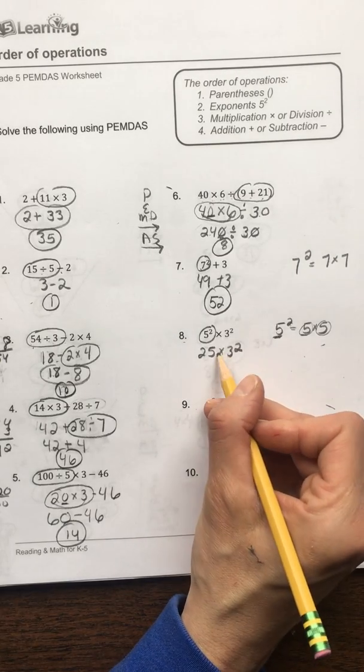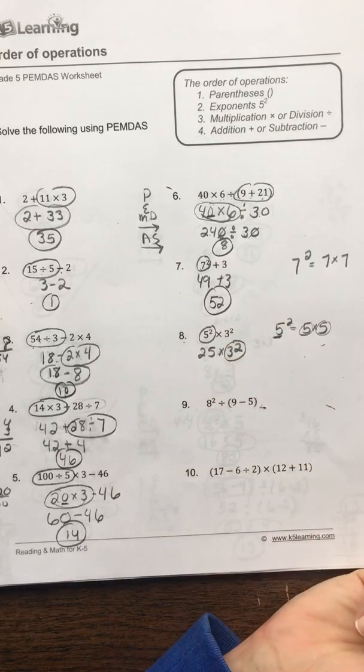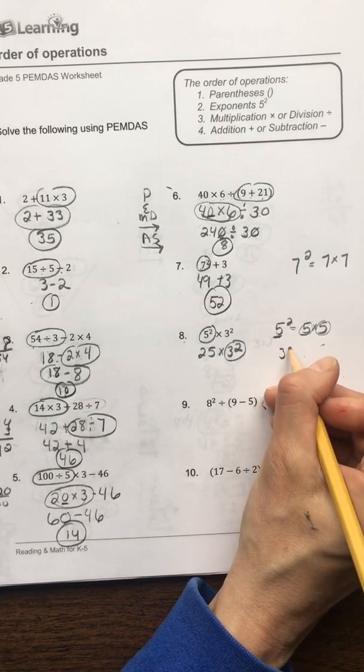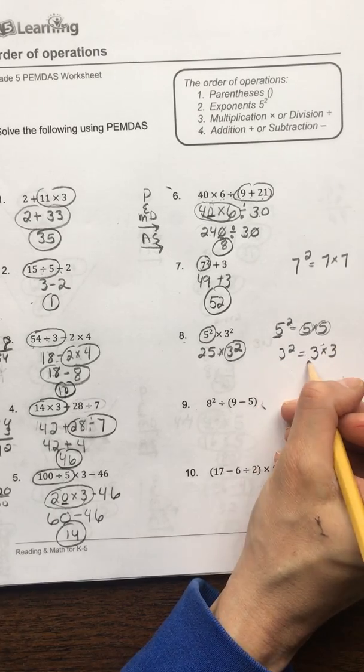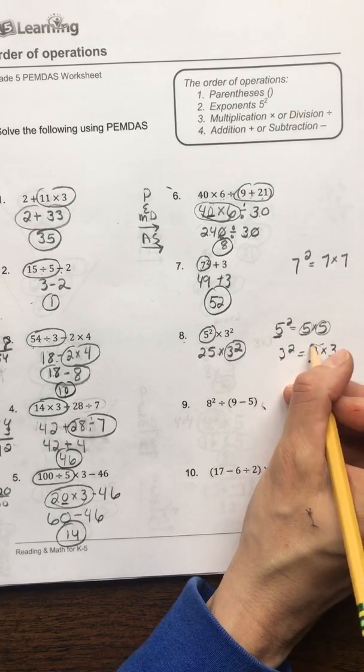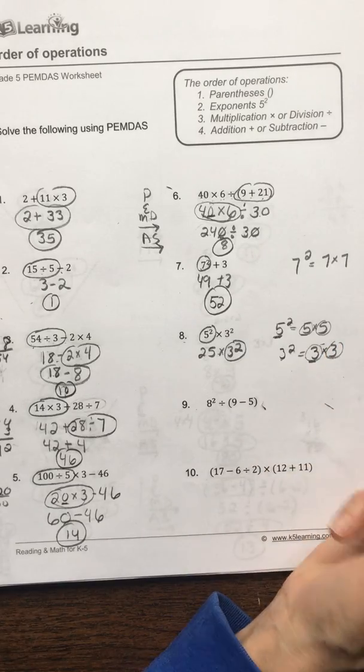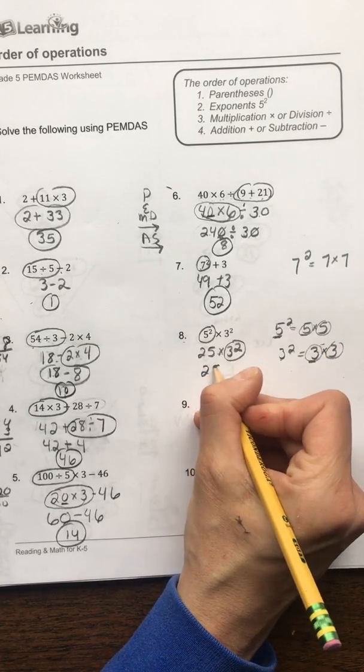Okay, exponents are more important than multiplication, so I solve that exponent next. 3 to the second power actually means 3 times 3. Here's my base number, and this is how many times I multiply that base number times itself. 3 times 3 is actually 9.